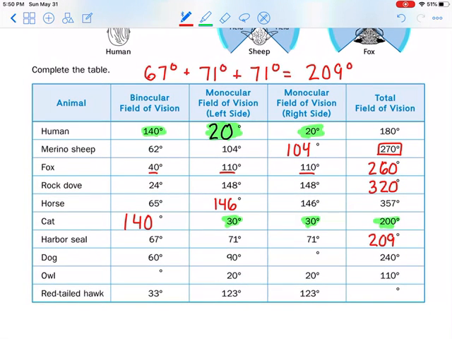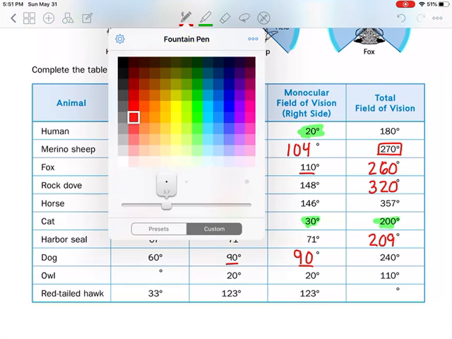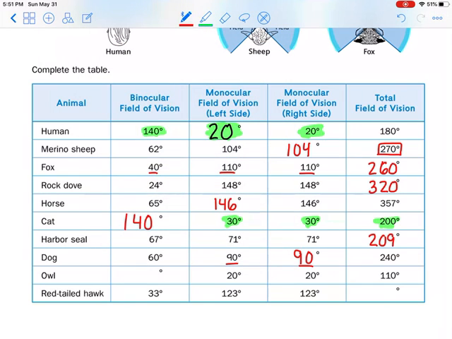Now, for the dog, you can see they're missing their monocular field of vision for their right side. But it's going to be the same as their left side, so you don't even need to do the math there. You can just fill it in because it's 90 for their left side, so it's going to be 90 for their right side. You should always double check your math, but it's the same for the left and the right side.